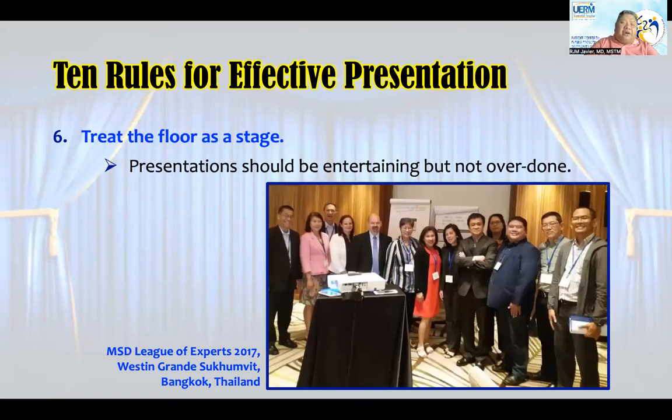Now, treat the floor as a stage. As I've said, sometimes it's difficult if you are talking to a big audience and there is no podium in front of you. Sometimes the podium could serve to keep you calm or composed. But if there is no podium, make sure you have the ability to use the stage to talk or deliver your presentation.